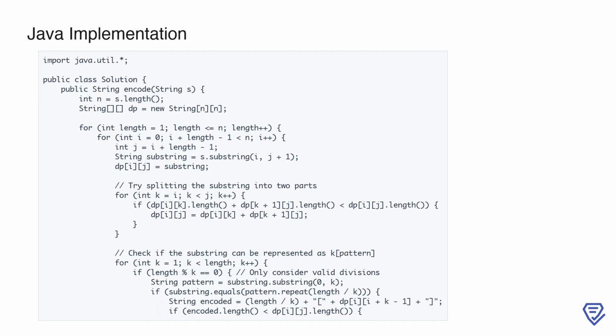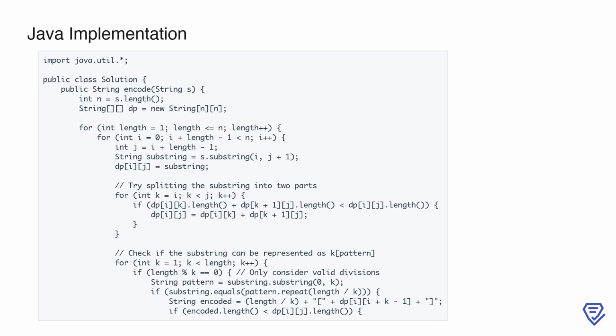This solution uses dynamic programming to encode a string into its shortest possible length. The encode function takes the input string s and initializes a DP table, where DP[i][j] represents the shortest encoded form of the substring s[i..j+1]. First, we initialize DP to store the substrings themselves, since the uncompressed form is always a valid starting point. We then iterate through all possible substring lengths from 1 to n. For each length, we calculate substrings starting at index i and ending at j.